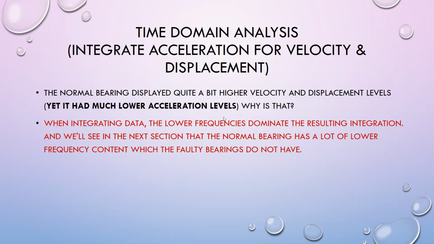Yeah, this is the explanation that, as I told you, the normal bearing displayed quite a bit higher velocity and displacement level. The reason is when integrating data, the lower frequencies dominate the resulting integration. And we'll see in the next section, in the frequency analysis, that the normal one has lower frequency in comparison with the fault signal.